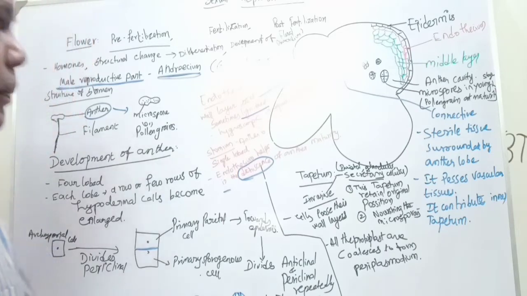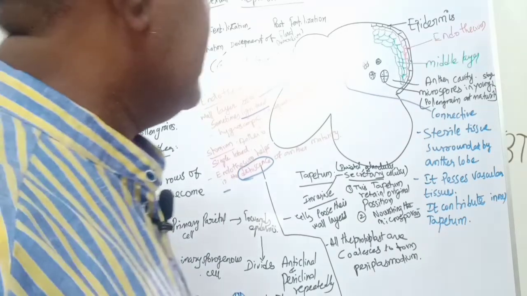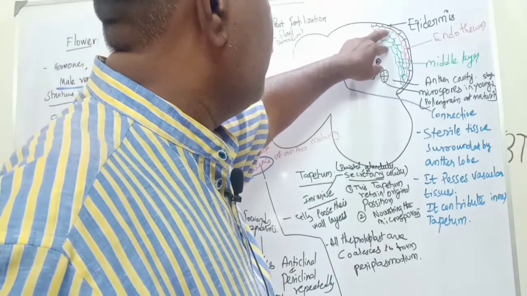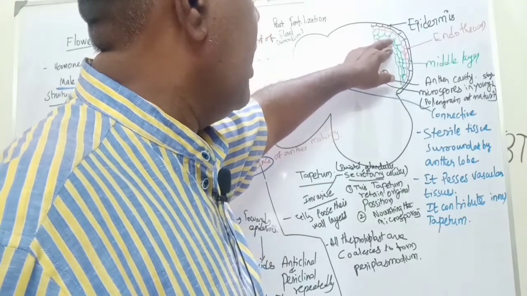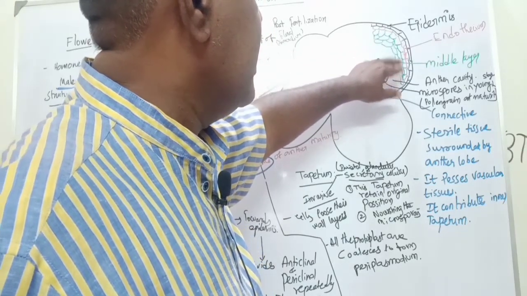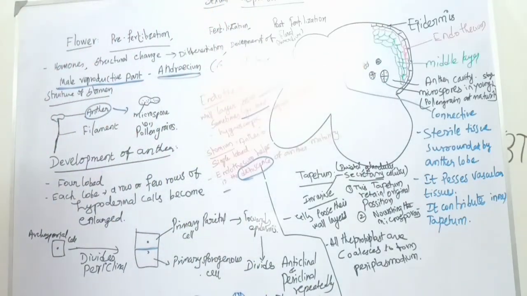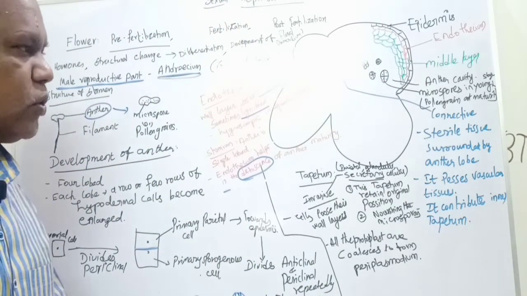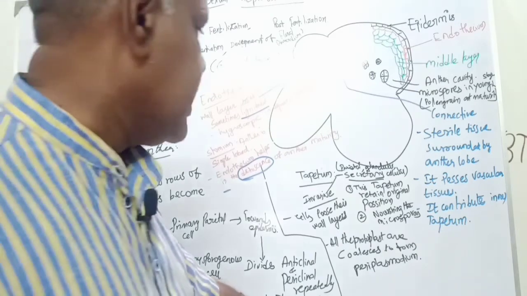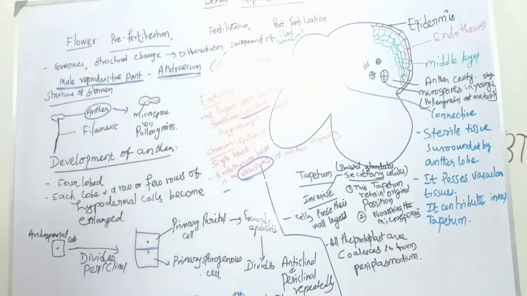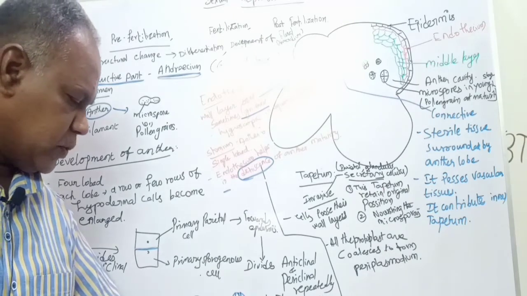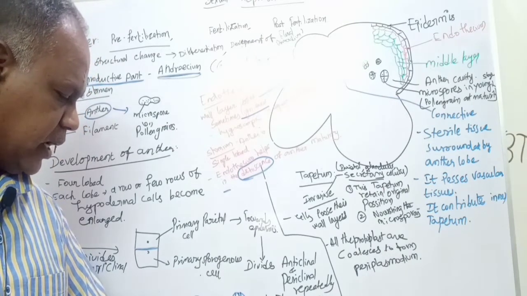Okay, next one, the middle layer. The middle layer is also 3 to 4 or 5 layers, formed by repeated anticlinal and periclinal division. The fourth one is the tapetum. The tapetum is a very important one. The tapetum is the innermost wall layer of the anther.